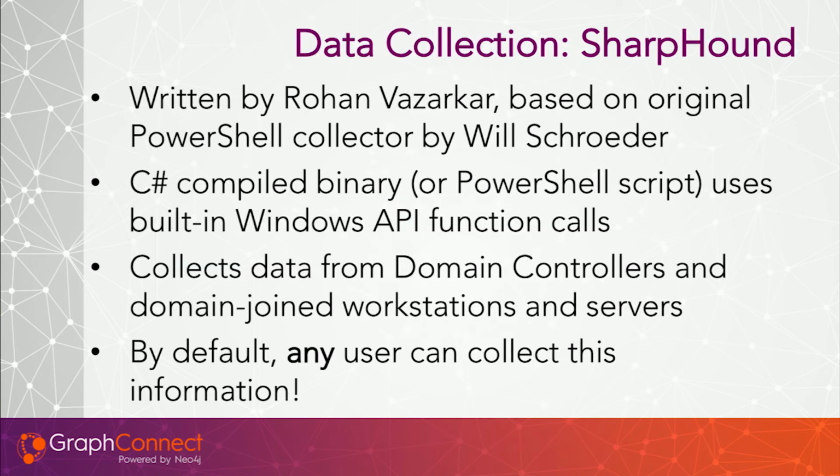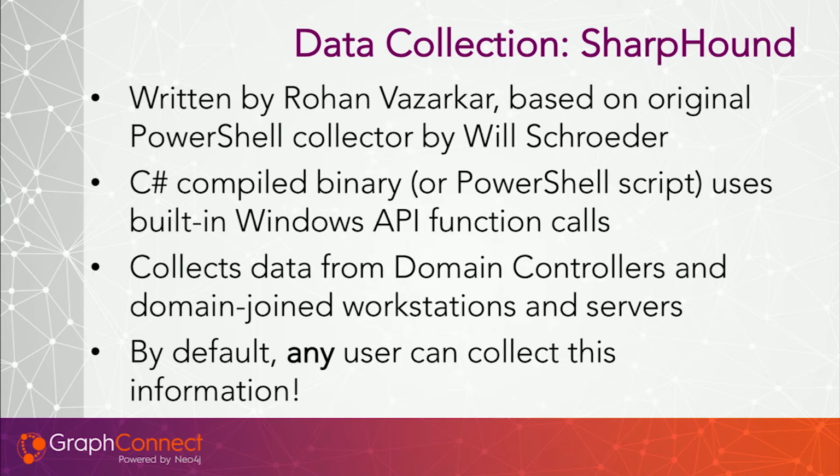To get this data, we have a tool called SharpHound. This is written by Rohan Vazarkar. It's based on the original PowerShell collector by Schroeder. It's a C# compiled binary, which you can also run in PowerShell using .NET Reflection, meaning that as an attacker, we can stay completely memory resident, which is interesting for us because most antivirus won't analyze the contents of memory. They'll only analyze what gets written to disk. So if we can stay off disk, we can evade most antivirus, which is great for us.